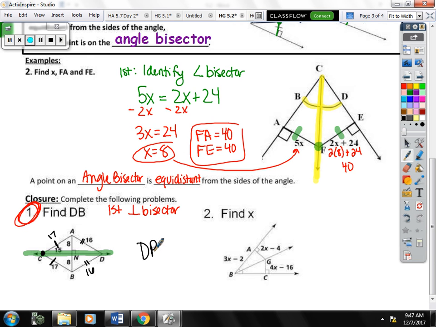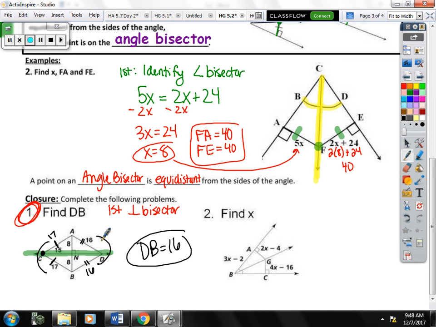DB is 16. The biggest mistake is that you guys will assume that the top two are congruent and the bottom two are. That's not always true if the perpendicular bisector is going sideways. When you look at it sideways, these two are the same and these two are the same.